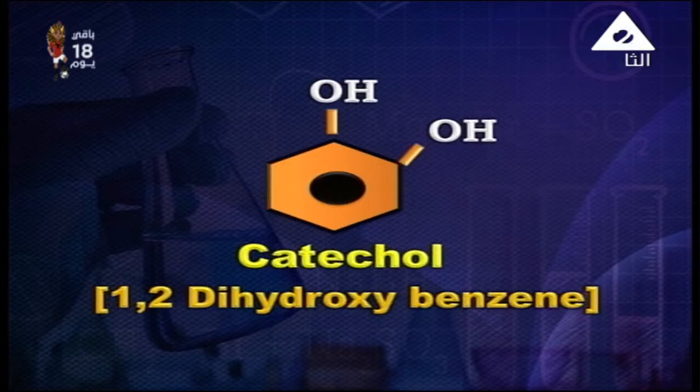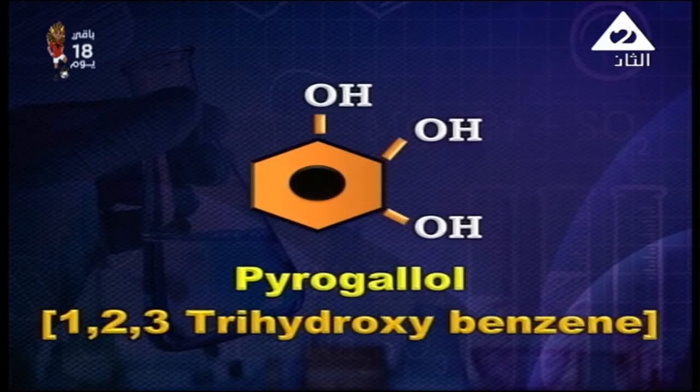Another example for phenols is the benzene ring attached to two hydroxyl groups instead of two hydrogen atoms. This molecule is called catechol and its IUPAC name is 1,2-dihydroxybenzene. This next example, my dear student, is the benzene ring attached to 3 hydroxyl groups instead of 3 hydrogen atoms, and this compound is called pyrogallol and its IUPAC name is 1,2,3-trihydroxybenzene.